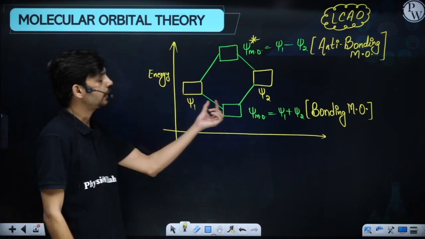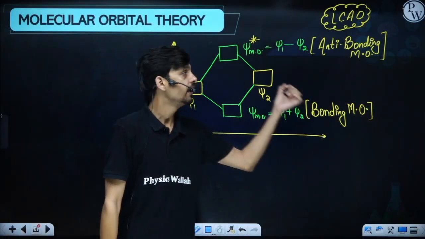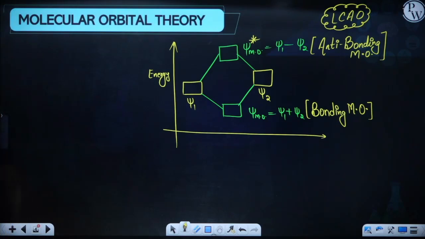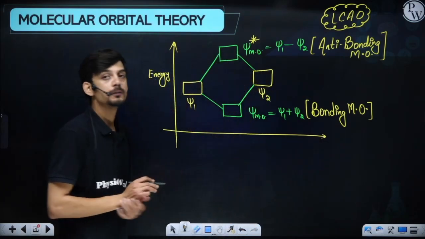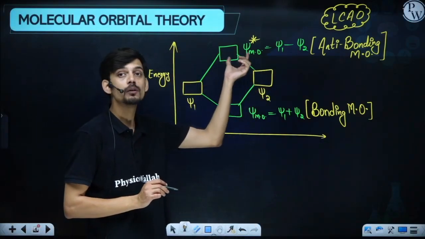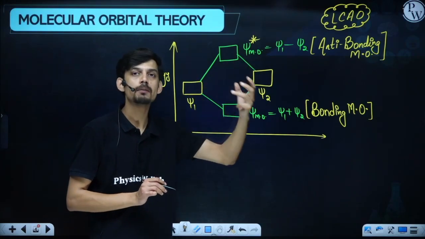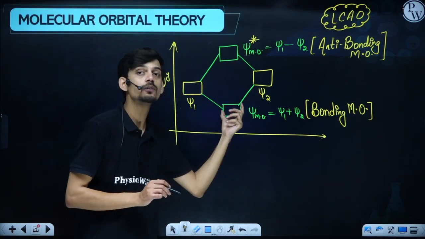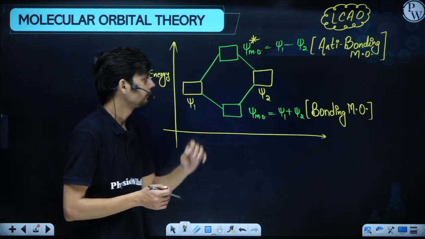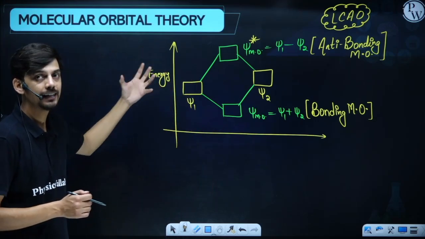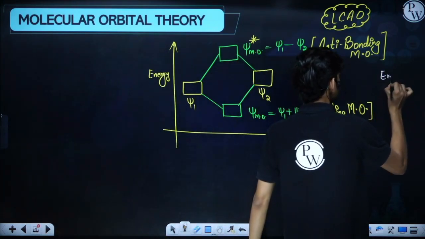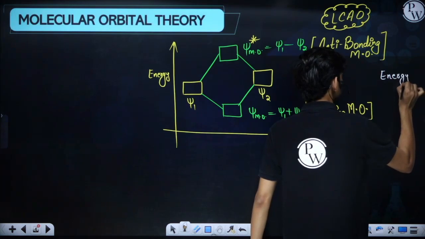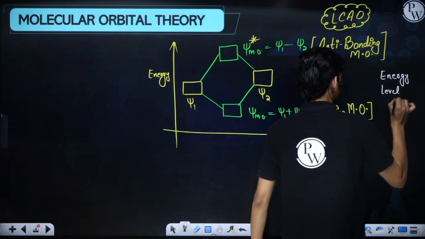So psi means a simple bonding molecular orbital. Psi star means an anti-bonding orbital which is going to have a dominant repulsion, which is going to oppose the formation of the molecule. This is going to oppose the formation of the molecule from its repulsion or energy. This is going to support the formation of the molecule. So this is the same concept explained through the energy level diagram.